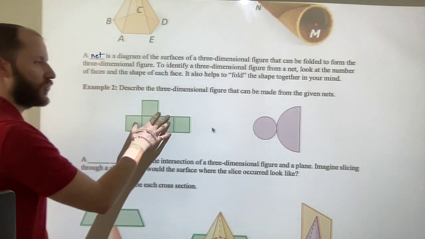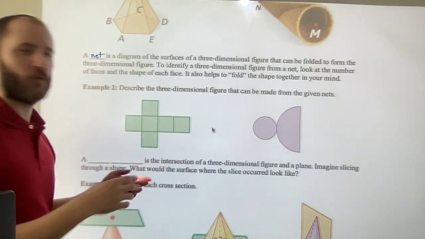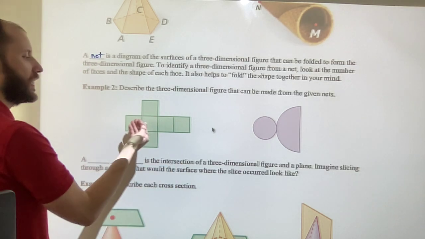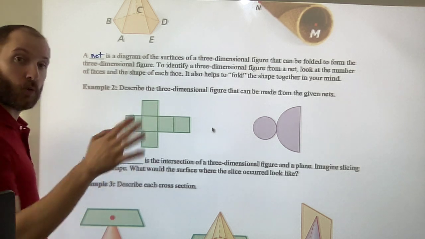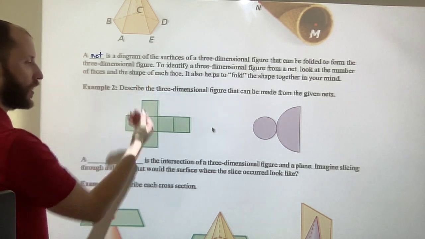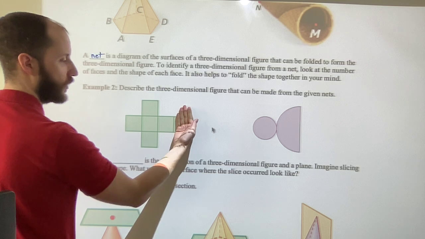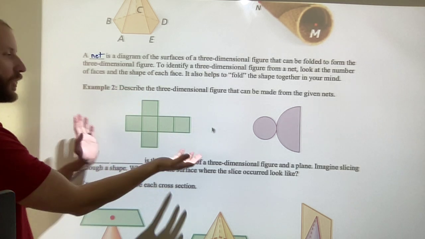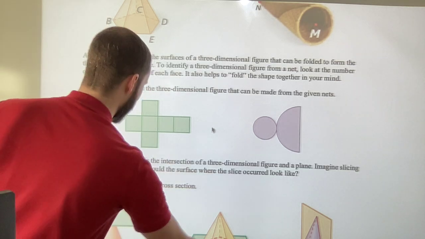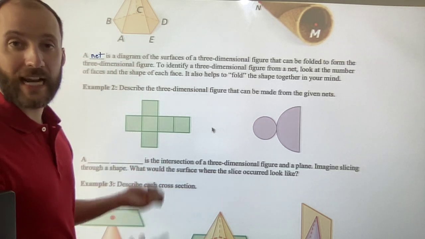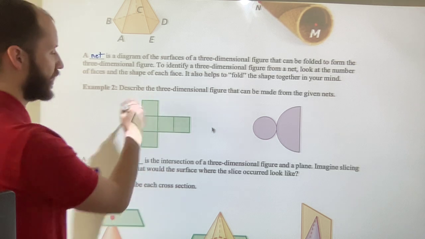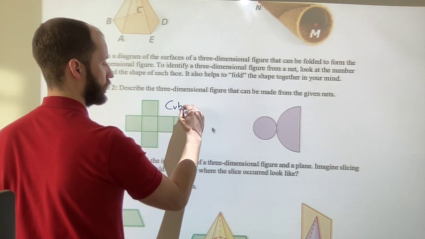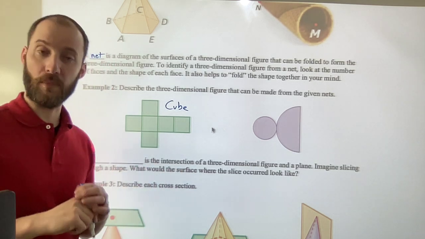So looking at these two shapes, if you were to fold them back up, what would you get? So here are six squares, all folded down. If you were to take this one, fold it up, all of these then fold up, it would all come together into a prism, a rectangular prism, but since all these look like squares, we can say that's a cube.